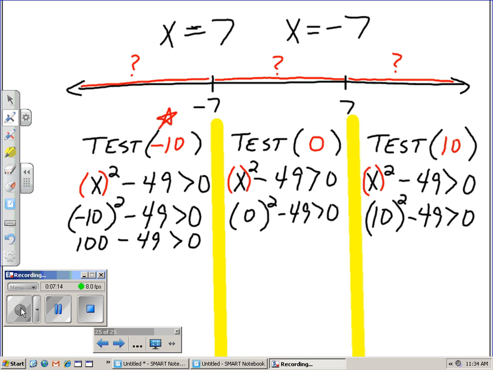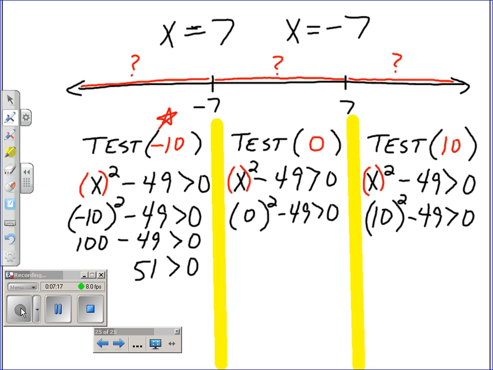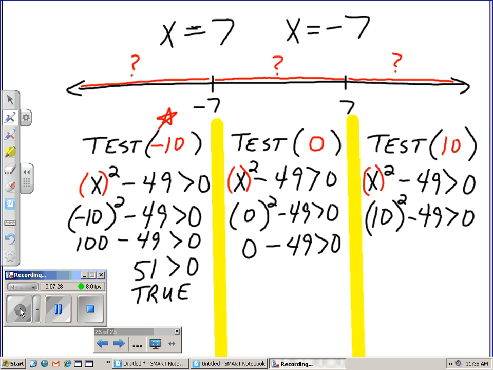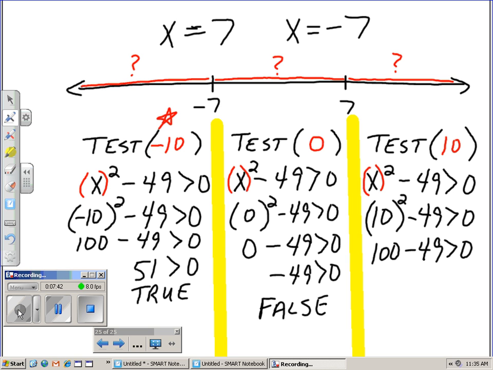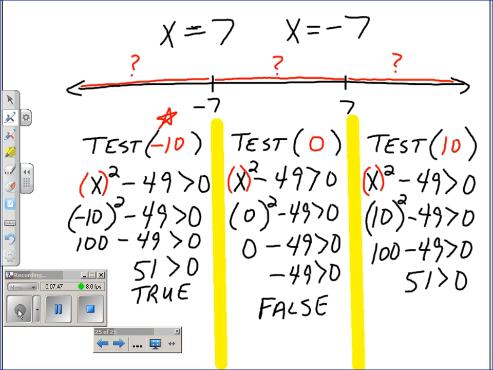On the left, I get 100 minus 49 is greater than 0. So 51 is greater than 0. And you know what? That's true. That means there are solutions on that left section. In the middle, I get 0 minus 49 is greater than 0, which means -49 is greater than 0. And that is false. That's not true. So that means I don't have any numbers that will work in the middle section. And on the right, I have 100 minus 49 is greater than 0, which means that 51 is greater than 0, which again is a true situation.